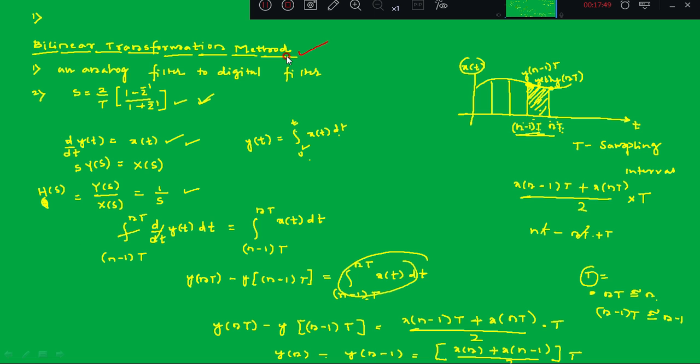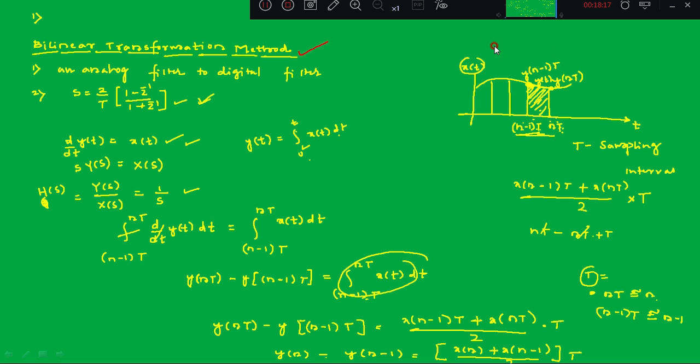The bilinear transformation method is basically used to transform the analog filter into a digital filter by doing the substitution s is equal to 2 by T times (1 minus z raised to minus 1) divided by (1 plus z raised to minus 1), or s is equal to 2 by T times (z minus 1) divided by (z plus 1), that is also correct. Understood? So to derive this substitution, right?